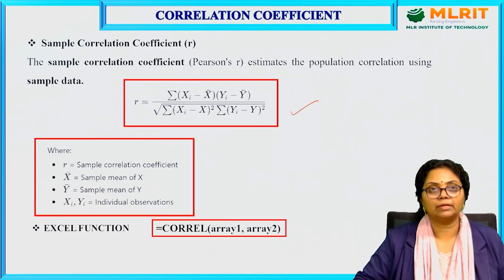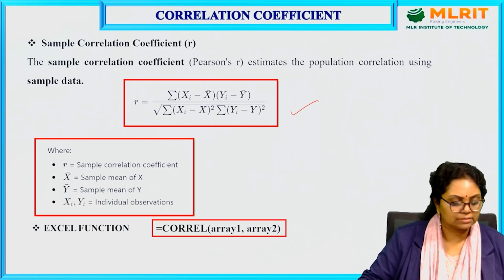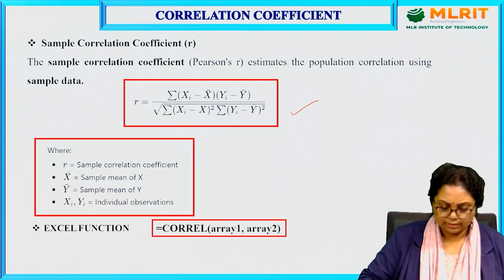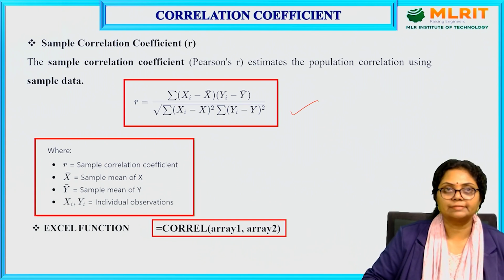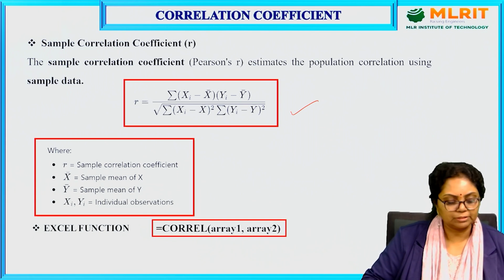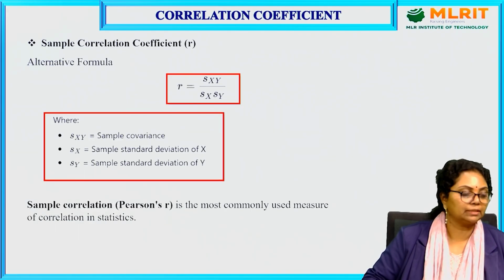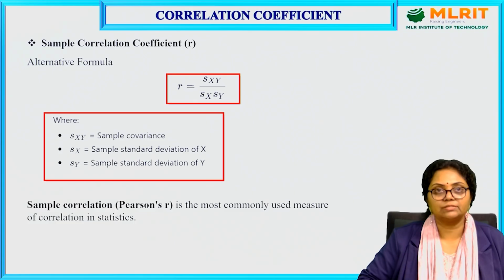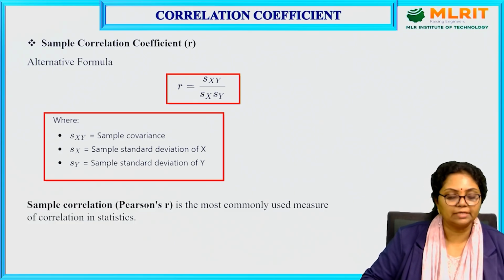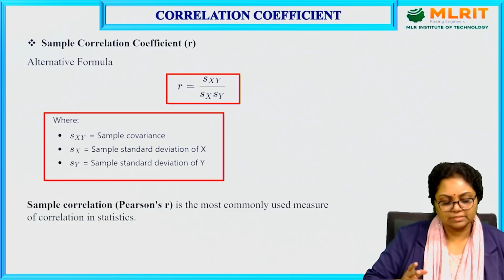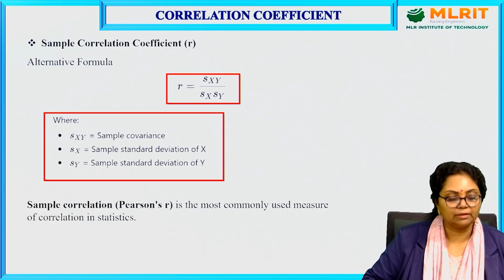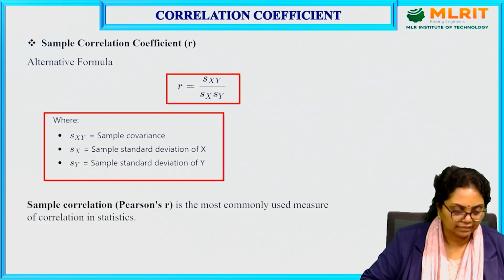Now if we look at the next slides, coming back, we have seen sample correlation quotient and population correlation quotient in today's session, and how we are going to do it in Excel. And as you have seen, there is one more formula: the sample covariance of X and Y divided by the standard deviation of X and standard deviation of Y. That also we have seen.